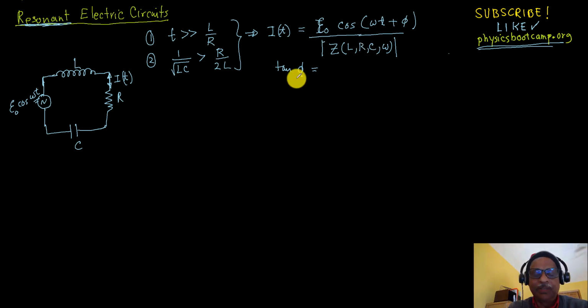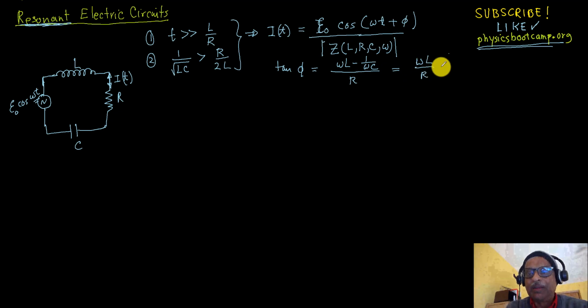well, I've just worked out earlier, and so it's going to be omega L minus 1 over omega C, over R. Sometimes you write it like omega L over R minus 1 over omega RC. Okay, so you can actually find this.